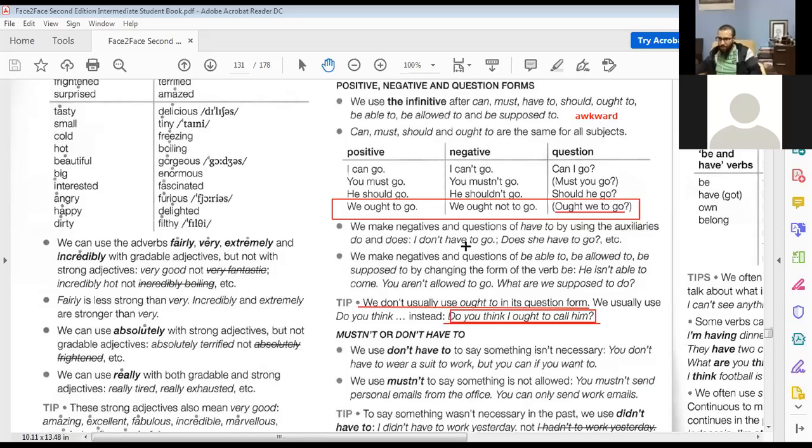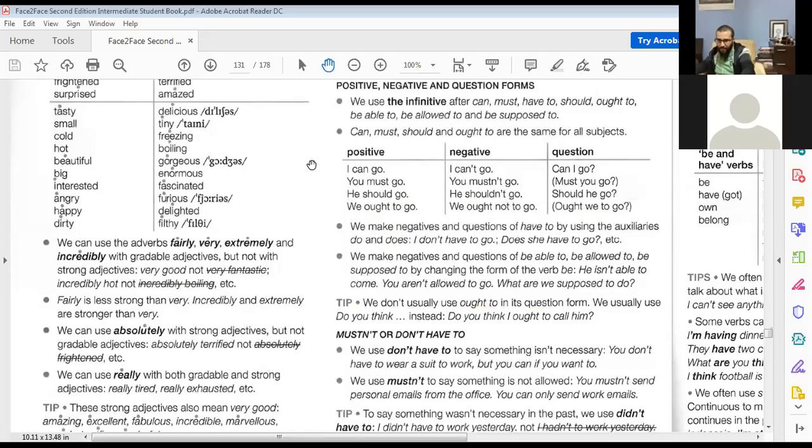Does she have to go? I don't have to go. This is also clear. Using have to, we have to use do and does. Can you see it? Because it's present simple, like we agreed. All right, so I think this part is clear. Let's see the very last part.